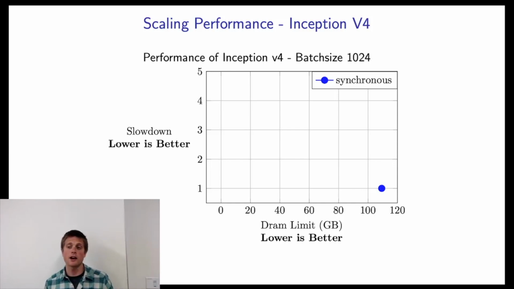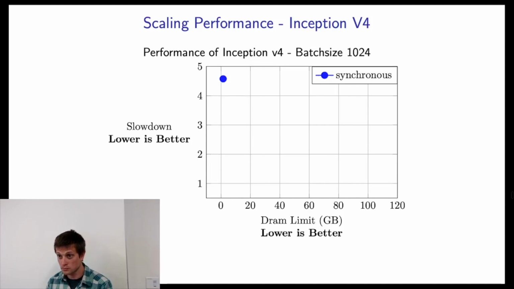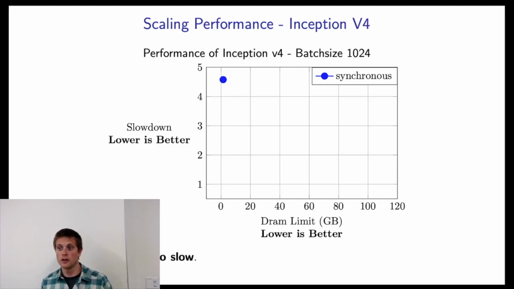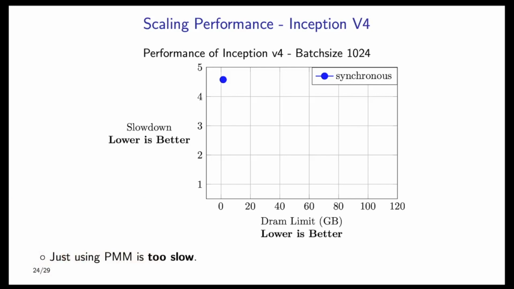As we can see, we have no slowdown, because this is the all DRAM case, but we also have the largest DRAM footprint, which, if we view DRAM as an expensive material, also incurs the largest cost. On the other end of the spectrum, we have the case where almost all of our intermediate data is put into persistent memory. Now this has the lowest DRAM cost, but comes at an almost 5x slowdown. And this shows that simply using persistent memory naively is far too slow to be acceptable.